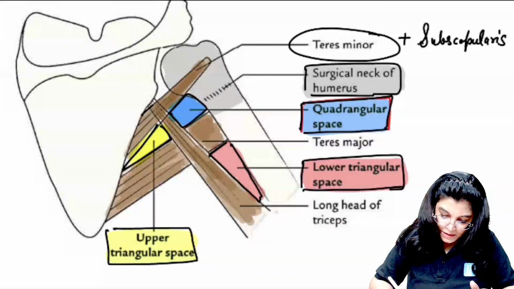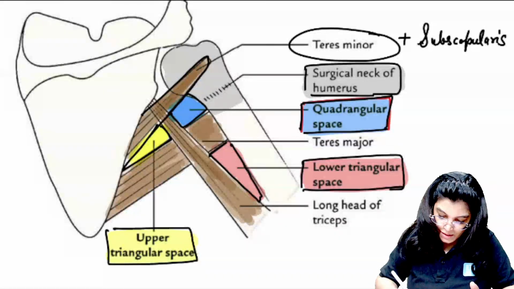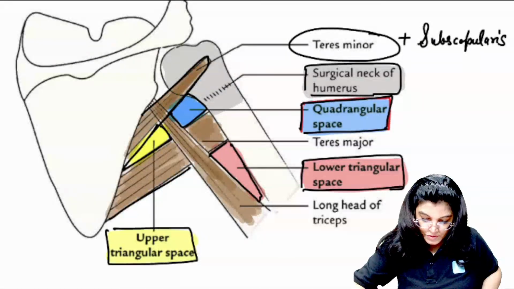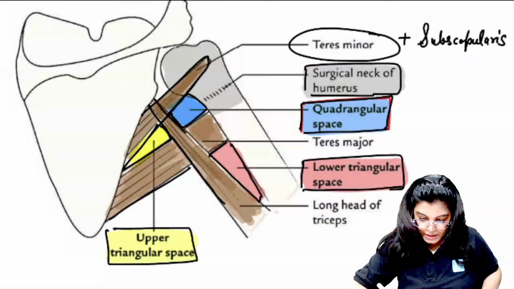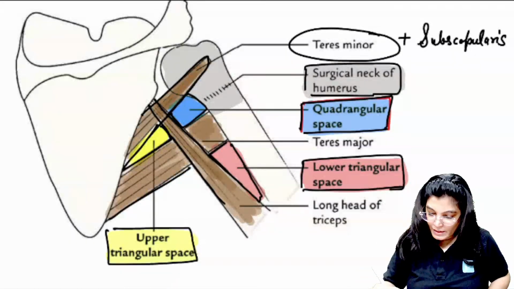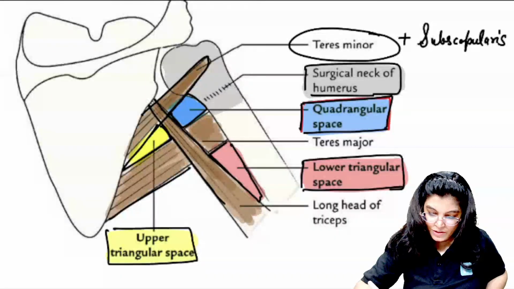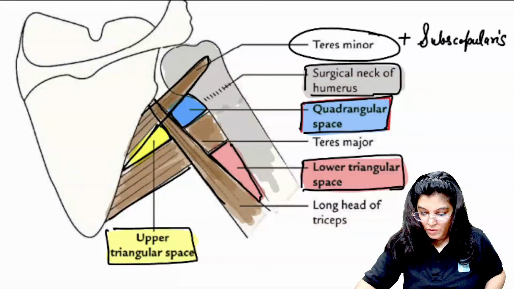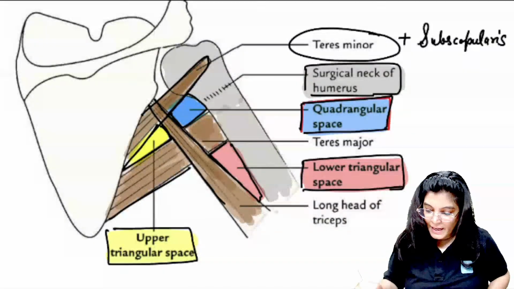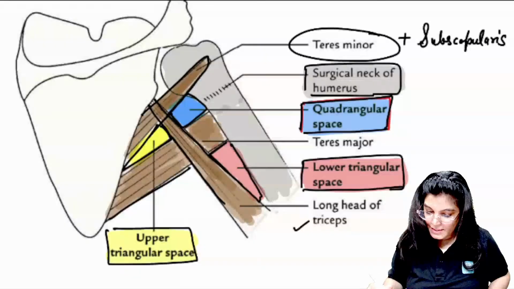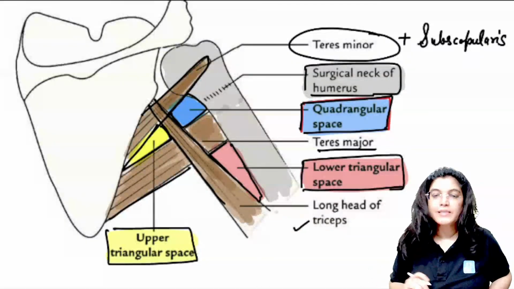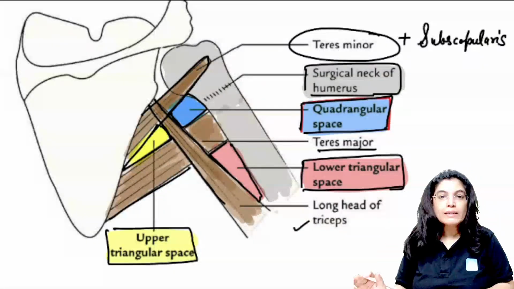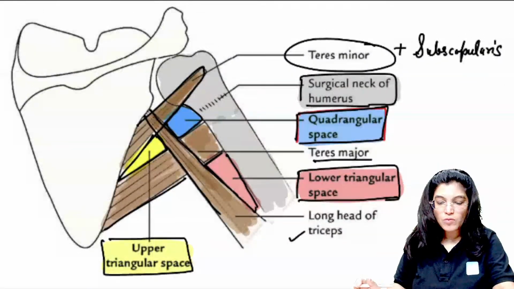Now the upper triangular space, very easy. On the upper aspect, upper border is teres minor muscle, lower border is teres major muscle, and here the long head of triceps will form which boundary? It will be forming the lateral boundary. In the lower triangular space, we will have laterally the shaft of humerus bone. This is the shaft of humerus bone. Medially, again, we will have the long head of triceps, and superiorly, we will have the teres. We have done with the boundaries of all these spaces. Clear?